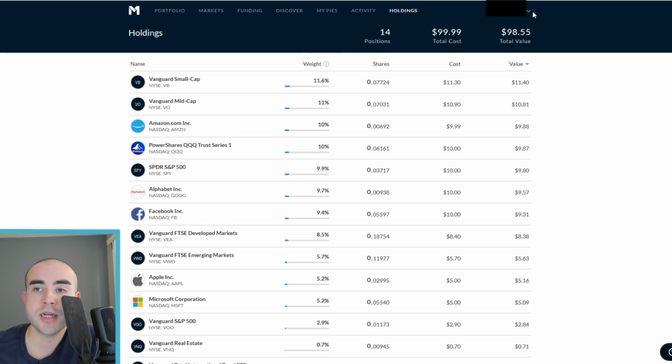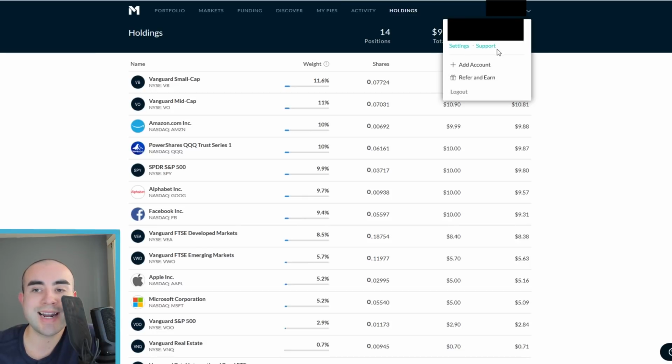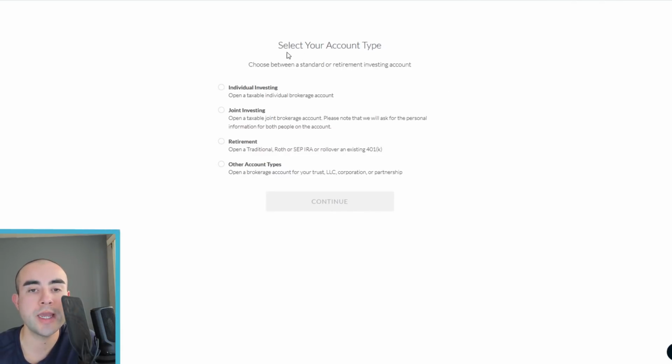So one of the last major areas I want to show you guys here on the M1 Finance website is if you click on the top right corner under your name, it will have the option to add an account. If you click on that, the M1 Finance platform allows you to create an individual investing account, which is known as a taxable individual account. You can open up a joint investing account if you have a spouse that you want to have a joint account open with.